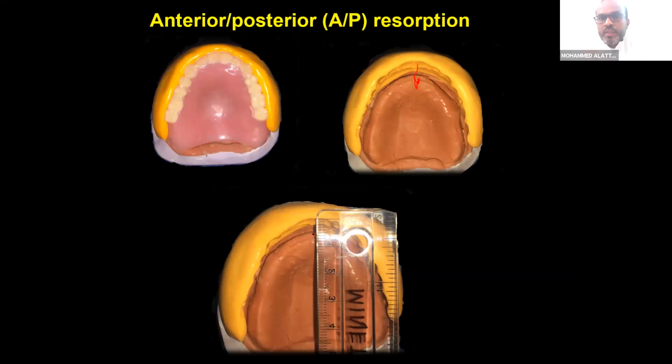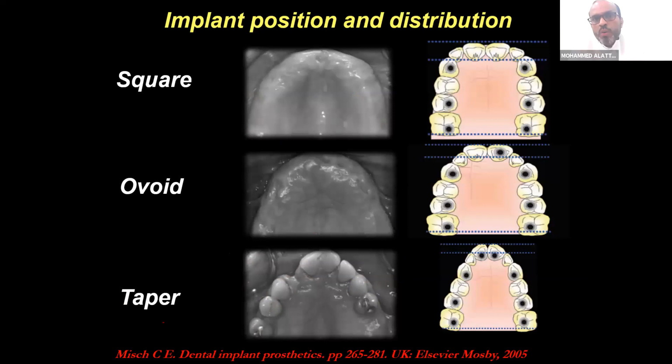This point guides us to the type of the maxillary arch. We have square, we have ovoid, and we have tapered. All of these arch types guide our planning of where we can place our implants. The premaxillary area needs an implant. Most of the time with the ovoid arch shape, you should place at least one implant, and with the tapered arch shape, you should place two implants to accommodate the anterior cantilever.